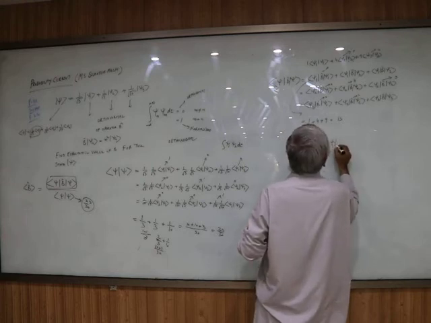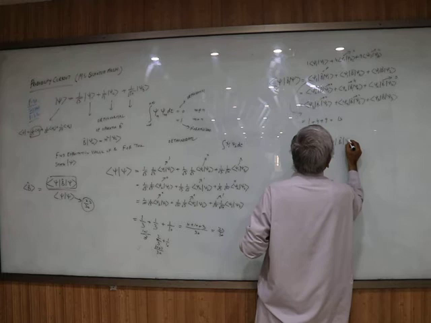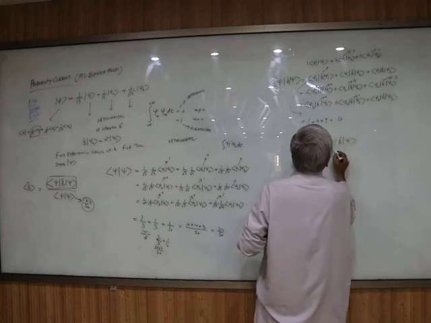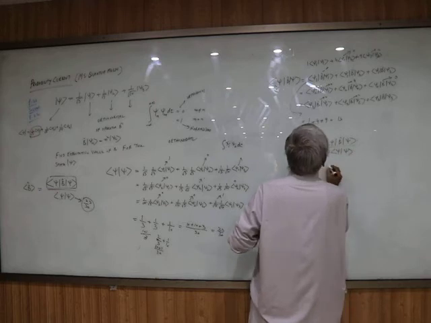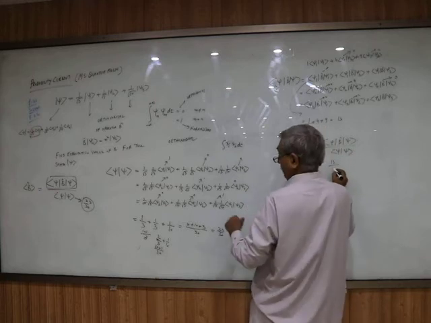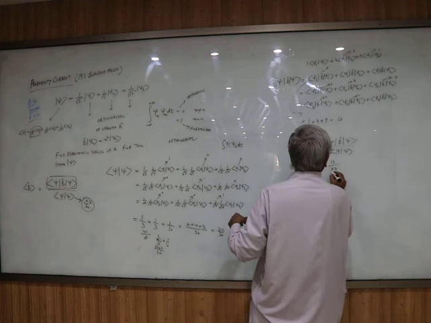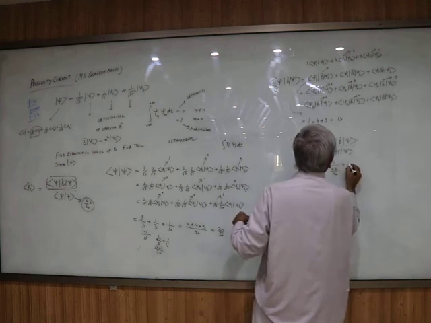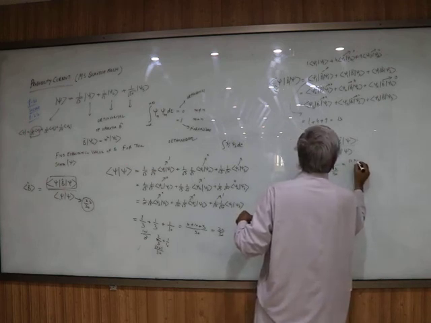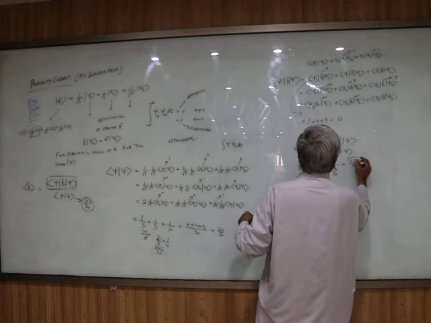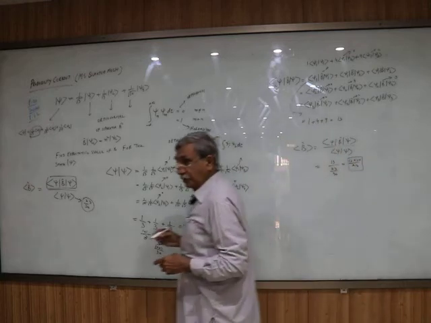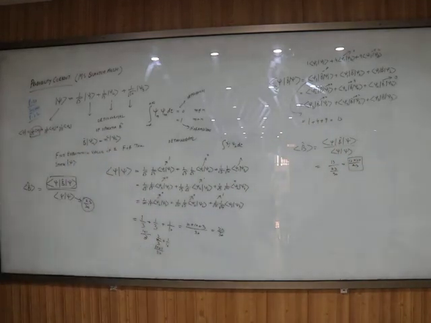psi b psi divided by psi, and that is equal to 13 over 23 over 30, and that is equal to 13 into 30 over 23. So that is the answer of that. This gives you the expectation value.